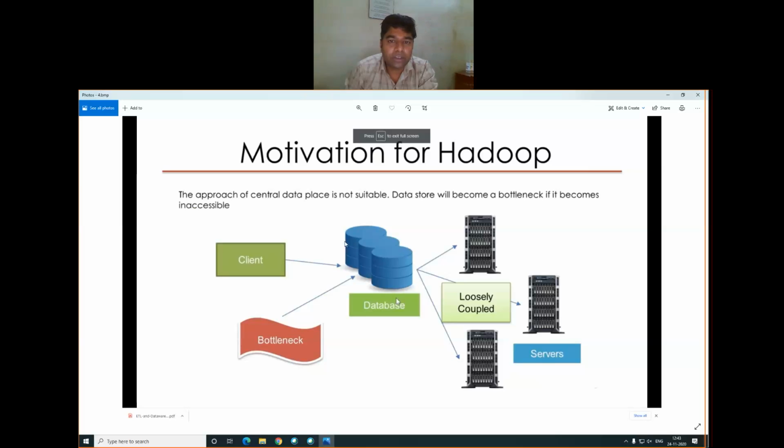Next, what is the motivation for Hadoop, basically? In the motivation for Hadoop, we can see dividing the large problem, because when we are discussing parallel computing and distributed computing, we can see dividing the large problem into smaller ones and solving them concurrently.